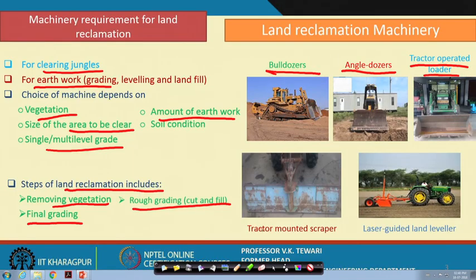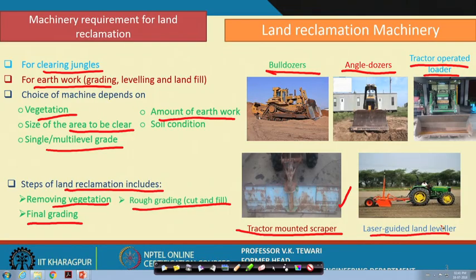The tractor mounted scraper, you would like to scrape the material maybe from one location, depending on how much scraping you want, maybe certain depth, and then you want to scrape the material to another side or to bring to one location. Then laser guided land leveler.